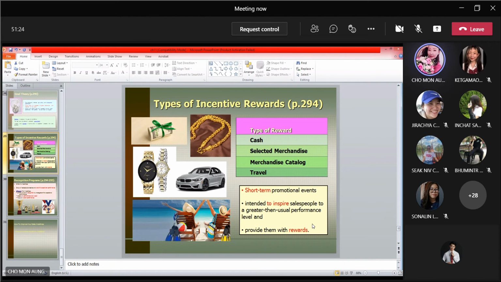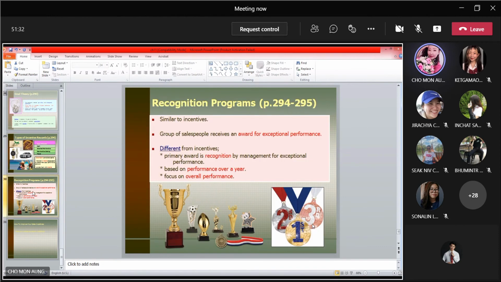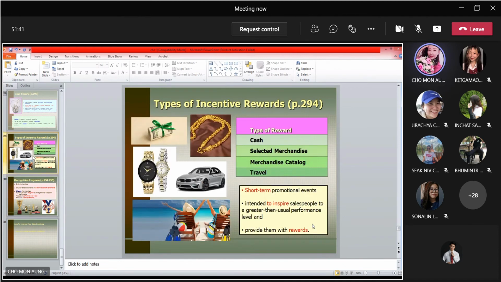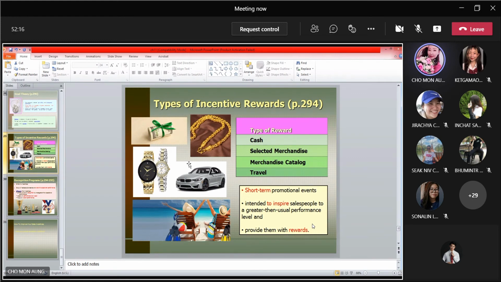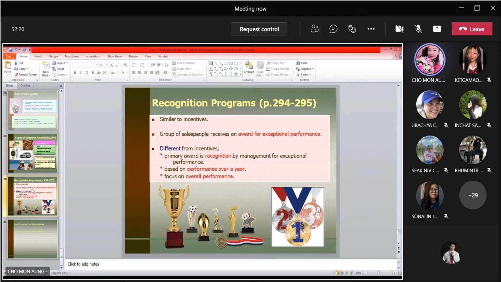What about the second similarity? With sales contest and recognition, we give them something for their achievement. We give them something. The difference is that in a sales contest, the rewards are more of monetary value. In recognition, the rewards are like a trophy or medal. Here you look at the pictures. They are less valuable in terms of money, right? But more focused on pride. Sales contests are short term, 1 to 3 months only. Recognition, usually we do it on a yearly basis.